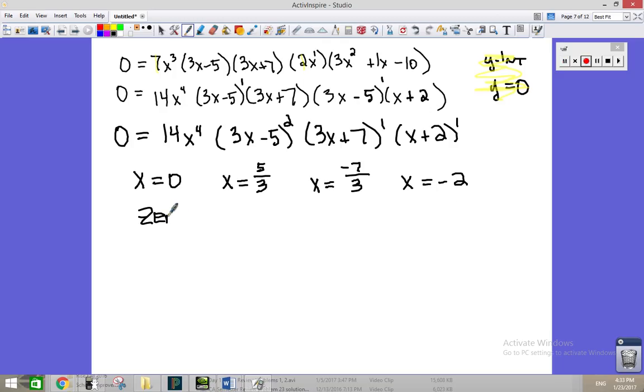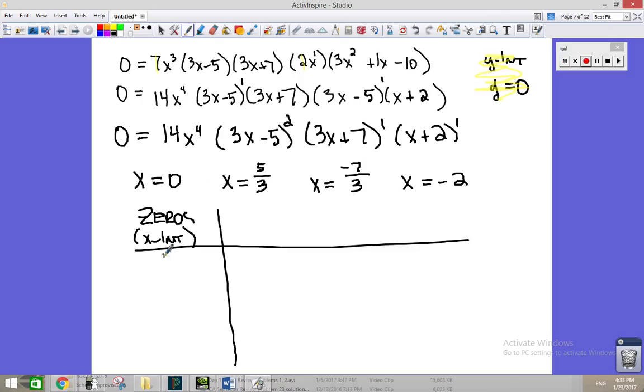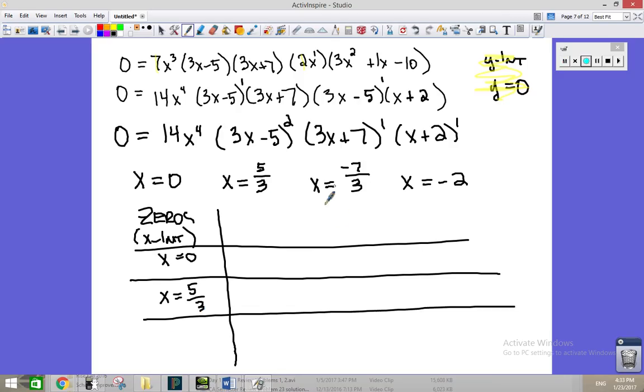These zeros that are also called x-intercepts, we've got 4 of them. We've got x equals 0, 5 over 3, and I'm just going to leave it as an improper fraction, and negative 7 over 3. And let's squeeze in x equals negative 2 down here.